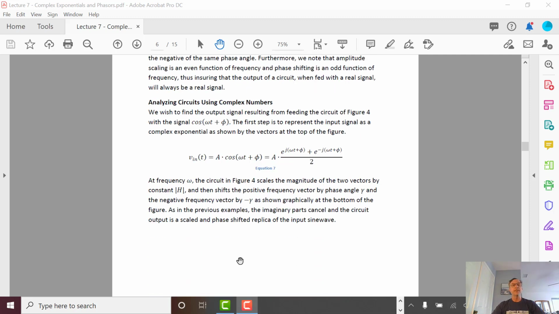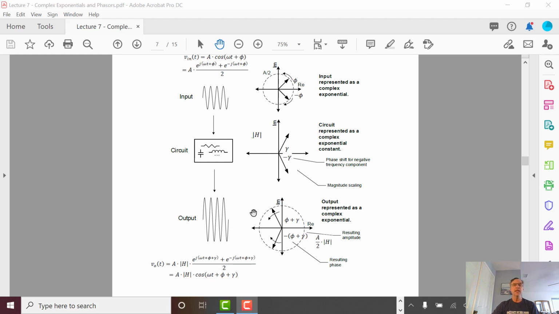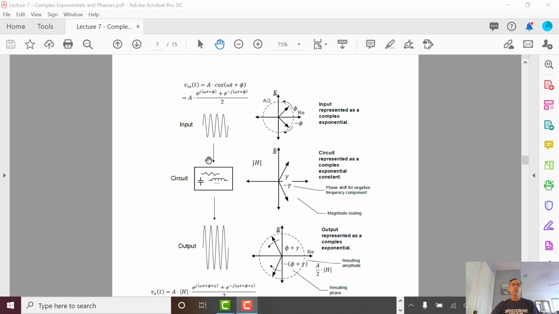Now that we've got some of the basics in place, let's look at how we analyze circuits using complex numbers. So what I'm going to do is go straight down to the graphic here. Here's what we're going to do. We're going to take a signal, this Vn equals A cosine omega t plus phi, which looks like this. And we're going to put it through this circuit, and this circuit has inductors and capacitors and resistors, linear elements in it.